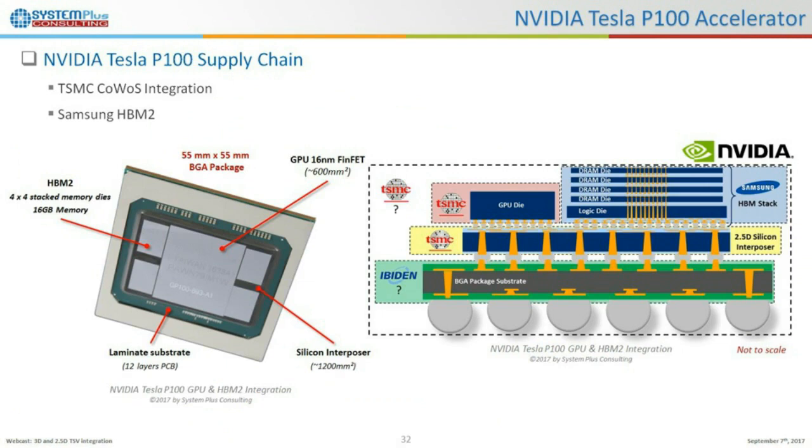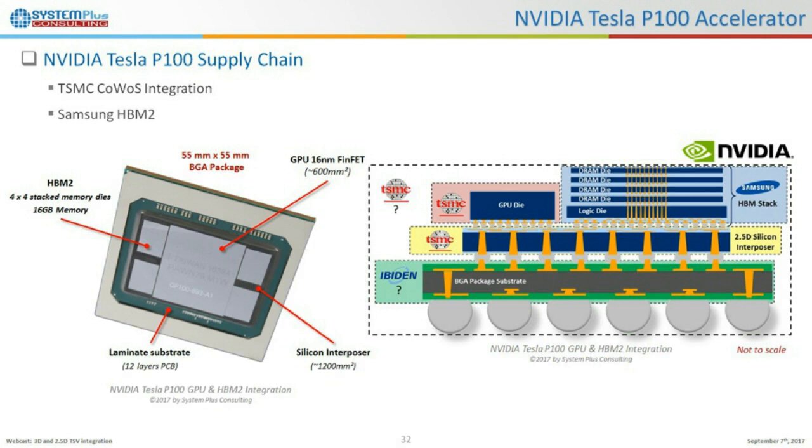If we have a look now at the supply chain of this processing unit, for the NVIDIA Tesla P100, we can observe that TSMC is the main player, dealing with the integration of all of the silicon dies, the HBM stack, and the GPU interposer. What we can observe here at the component level is that we have a very large GPU, close to 600 square millimeters, using a 16 nanometer FinFET process made by TSMC.